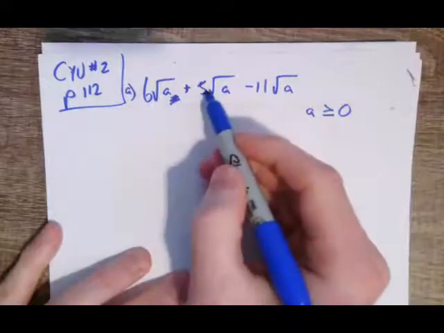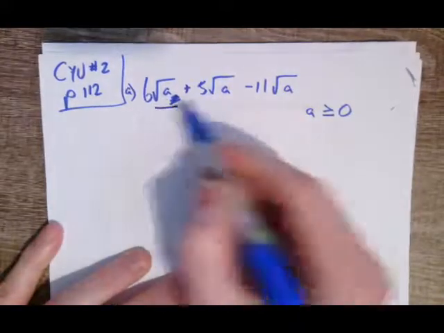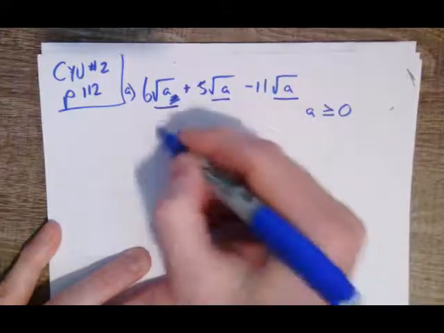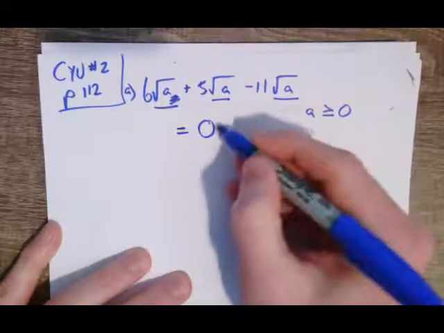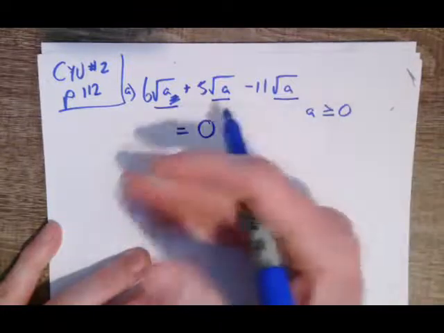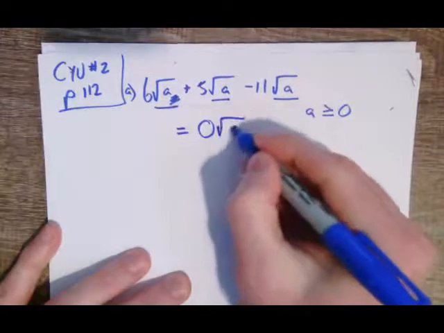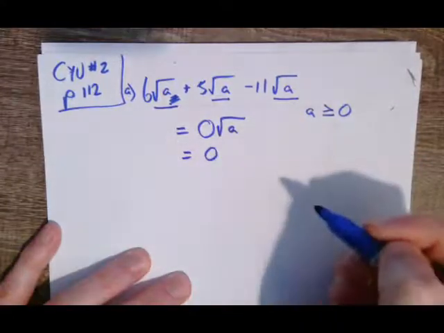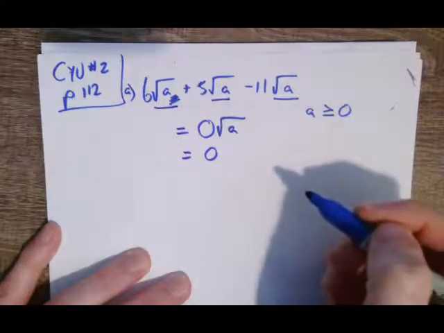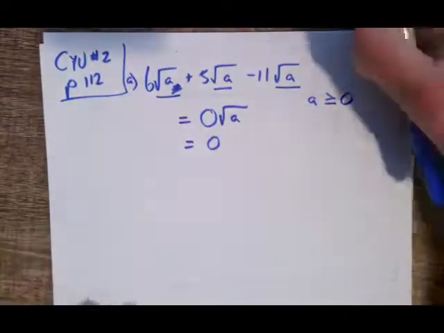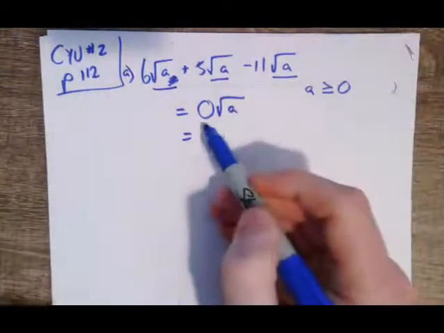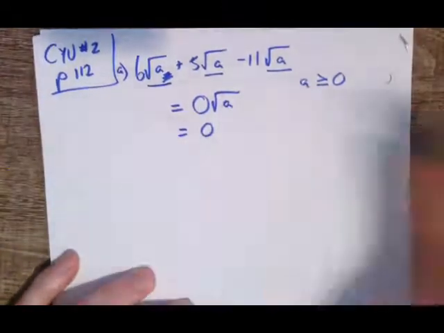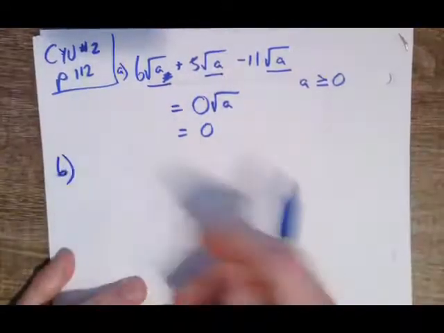6 and 5 is 11. These are all the same like terms, right? Just root of a, root of a, root of a. 6 plus 5 is 11. 11 minus 11 is 0. So your final answer is 0. It's not 0 root a. It's just 0. This could be a step, but that's the final answer. It's like if you're asked how much homework did you do over the weekend, and if it was 0, you say 0. You don't say, oh, 0 times, oh, it's 6 hours. It's 0.